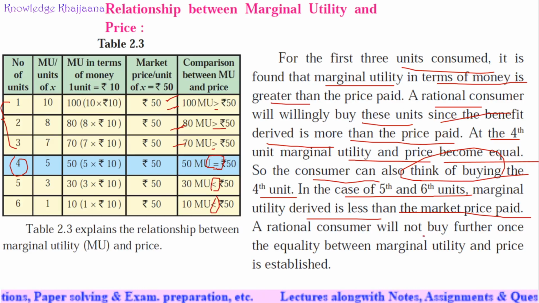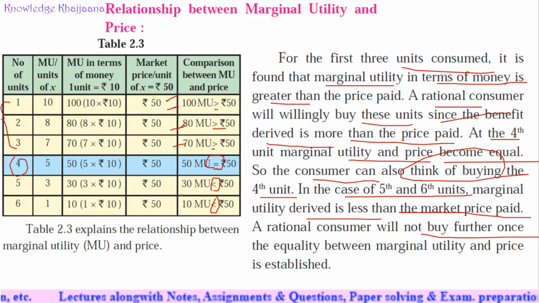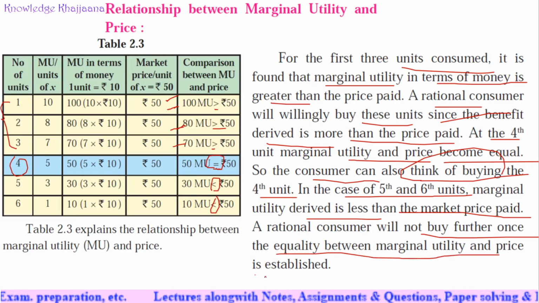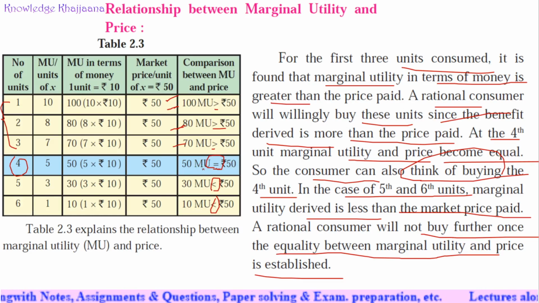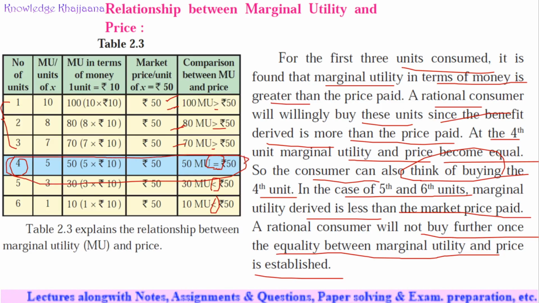So the rational consumer will not pay further once the equality between the marginal utility and the price is established. See, when the equality between the marginal utility and price was established, he had consumed 4 units of the commodity. He found that he had reached the 100% satisfaction, so he will not think of buying more. This point is called the equality between marginal utility and the price. So we can say that here the equilibrium has been achieved.